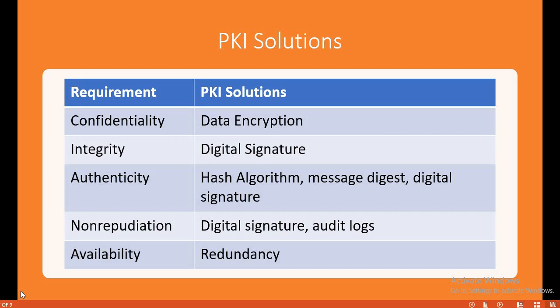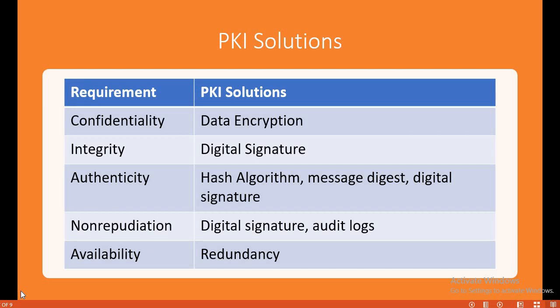Number two is integrity. Integrity of data means ensuring that the data is not modified on the way, like if someone is transferring data over the internet or any medium to the recipient. So the recipient has to make sure that the data is intact and it is not modified. This can be achieved by using the digital signature.